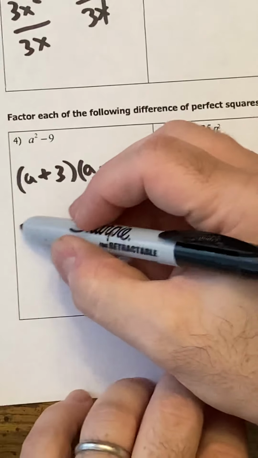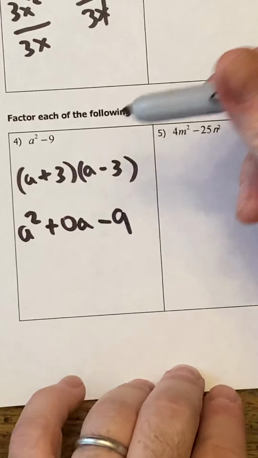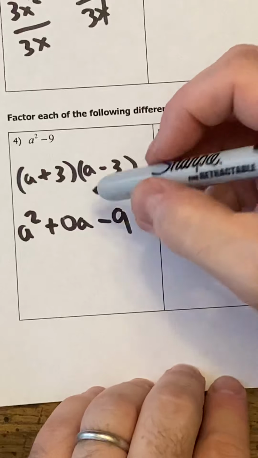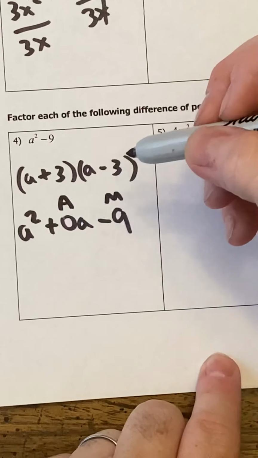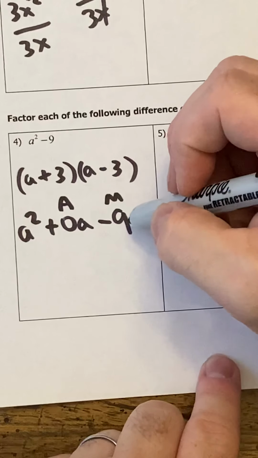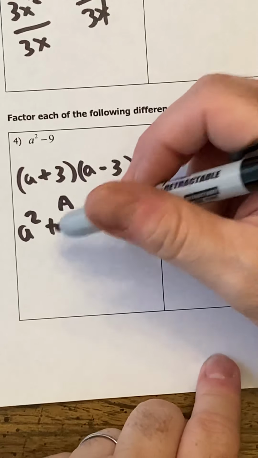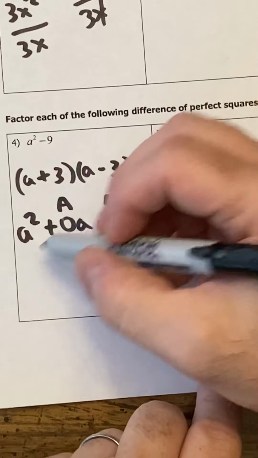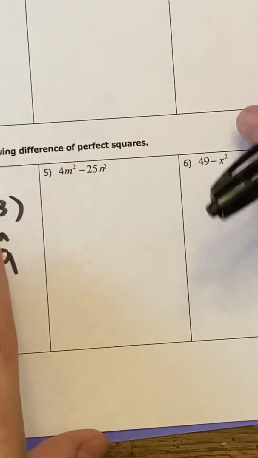It really works like this. It's a squared plus 0a minus 9, and if you remember, the numbers that you need have to multiply to negative 9 and add up to 0. 2 numbers that multiply to negative 9 are positive 3 and negative 3. Plus 3 and minus 3 add up to 0, so that's how you got a plus 3, a minus 3. Okay, let's take a look at the next one.